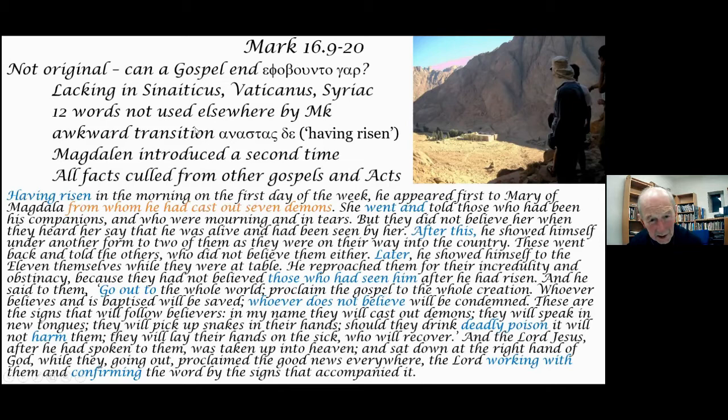And there are a number of words, 12 words in blue, which are not used elsewhere in Mark. So they're not Mark's style. Having risen, go out to those who have seen him. She went, and, after this, later, deadly poison. Then it's not Mark's style. And it's rather awkward starting again in verse 9, having risen in the morning on the first day of the week. It doesn't join on neatly. Also, Mary of Magdala is introduced again, from whom he had cast out 7 demons. That's awkward.